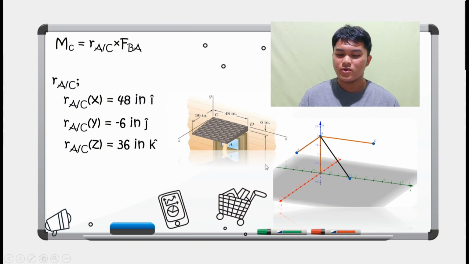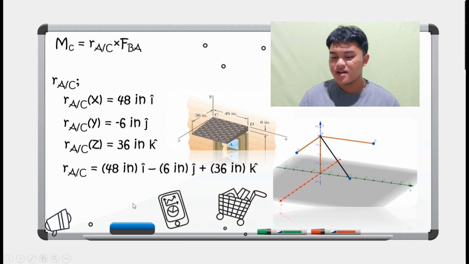So now that we have these values, we are going to arrange them to be used later on in finding the value of MC. Arranging this, we get RAC equals 48 inches i hat, which represents the X component, minus 6 inches j hat, which represents the Y component, and 36 inches k hat, which represents the Z component. Now that we have RAC and its components, the next quantity that we are going to find is FBA.